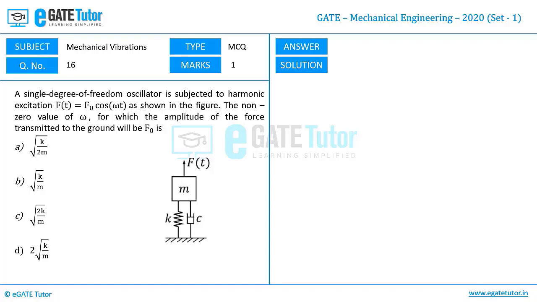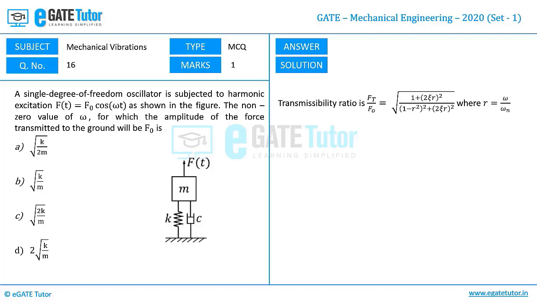Therefore, according to force transmissibility, we can write the transmissibility ratio as Ft by F naught is equal to under root 1 plus (2 xi r) whole square by (1 minus r square) whole square plus (2 xi r) square. Here we are writing r is equal to omega by omega n, where omega is the external excitation angular frequency and omega n is the natural angular frequency of the spring mass damper system given.